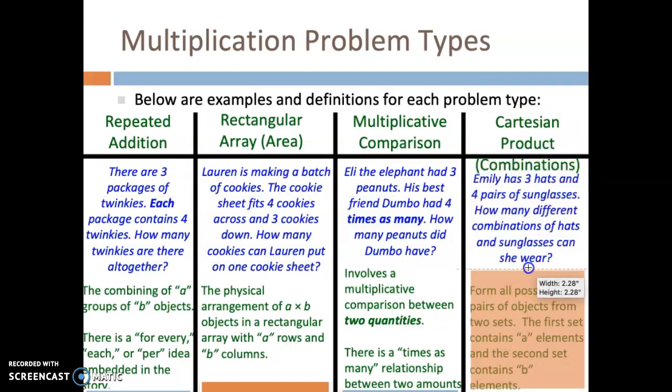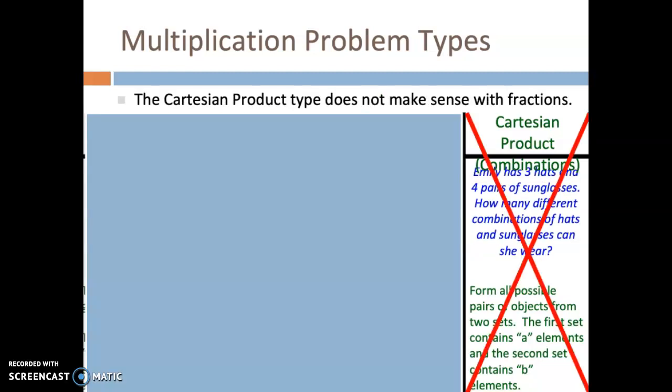This is a combination. So let's read this one. Emily has 3 hats and 4 pairs of sunglasses. How many different combinations of hats and sunglasses can she wear? Form all possible pairs of objects from 2 sets. The first set contains A elements, and the second set contains B elements. So again, I suggest that you hit pause, see if you can illustrate these different multiplication problems, and then you can restart the video. Okay, hoping that time was helpful to review the different types.